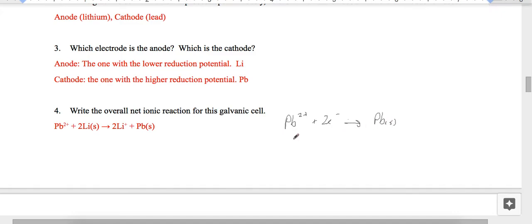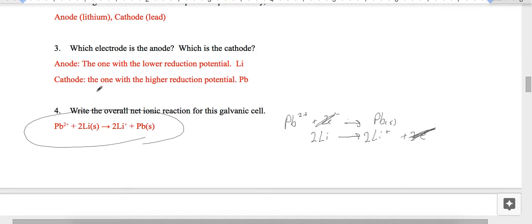And then we have the lithium, which is going to get oxidized. We have lithium goes to lithium+ plus 1 electron. Now we're going to balance this thing. So the electrons cancel. Add them together, and we end up with that overall balanced equation.